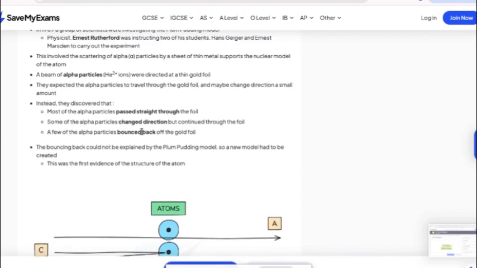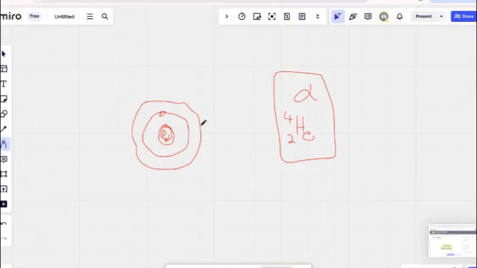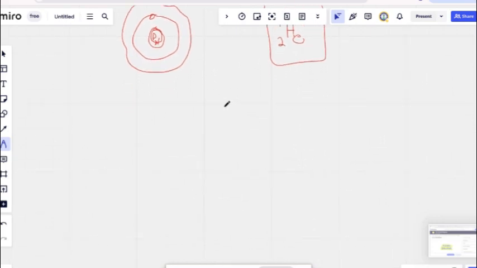Now, they discovered that most of the alpha particles passed straight through the foil. Most of them, when they fired them, could pass straight through. Let's take this example: this is a thin gold foil with a nucleus here. Let's say this is the nucleus.